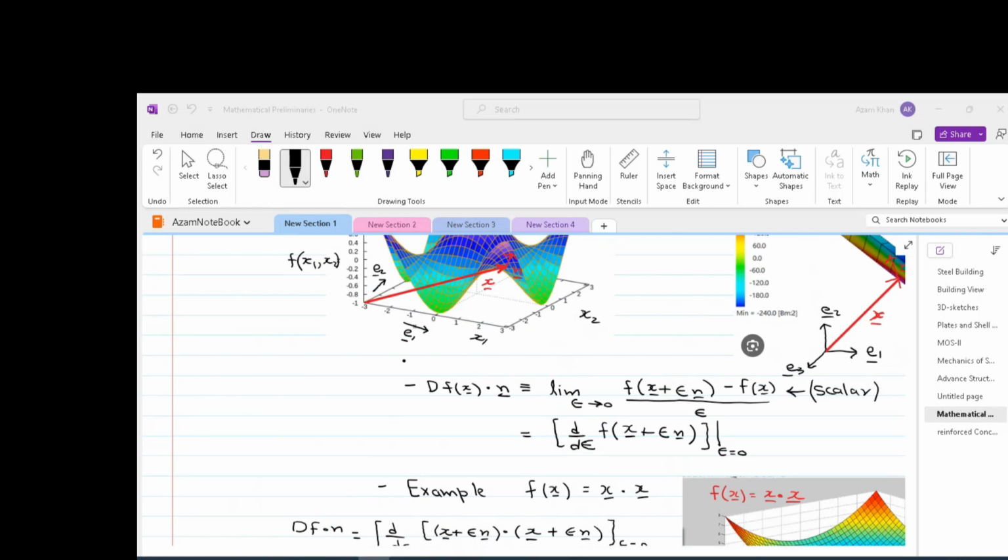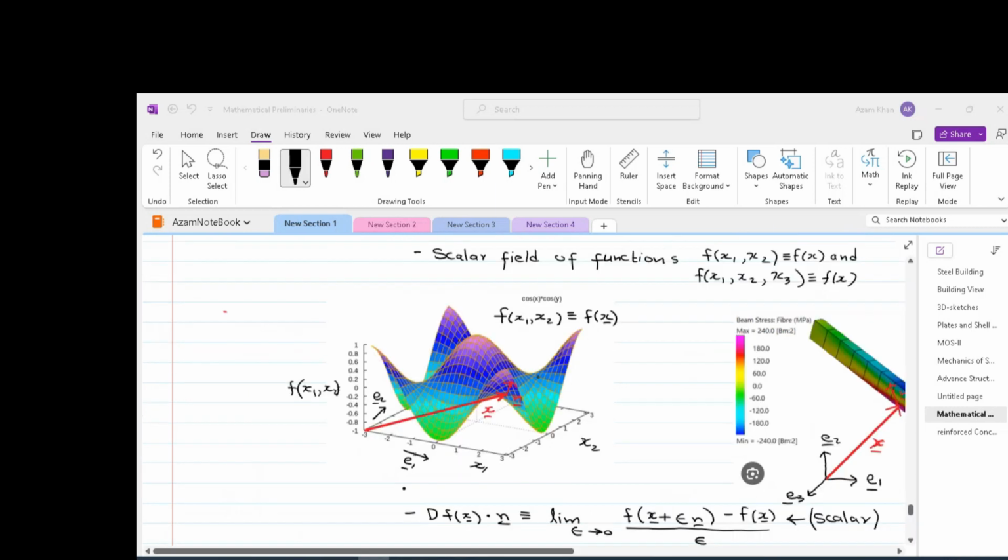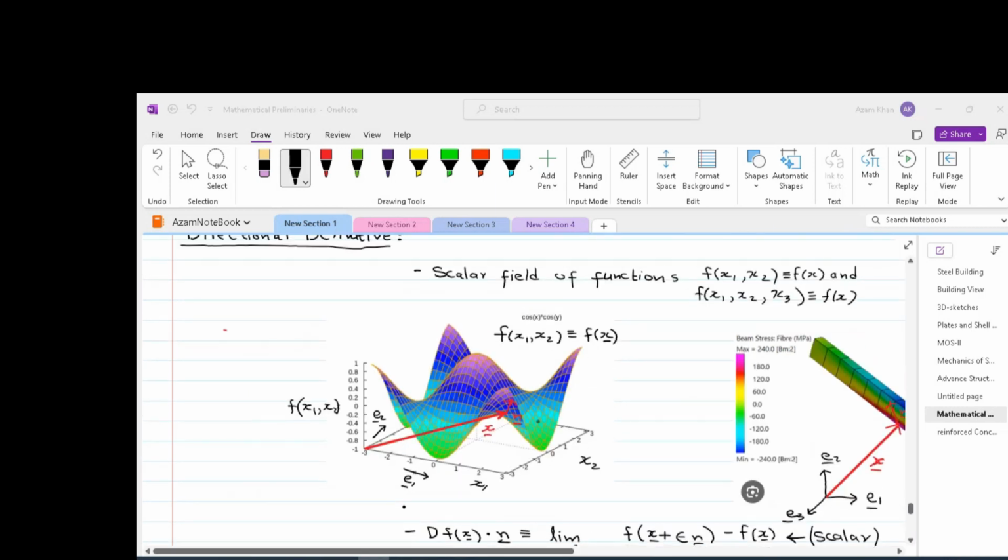From this definition, we can realize that the directional derivative is a concept from multivariable calculus that measures how a scalar valued function changes at a specific point in a particular direction. So the point is defined by the position vector and the direction is defined by this unit vector. So in the directional derivative, we are just dealing with the rate of change in a particular direction.